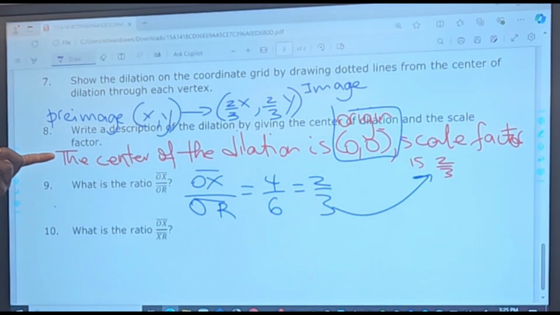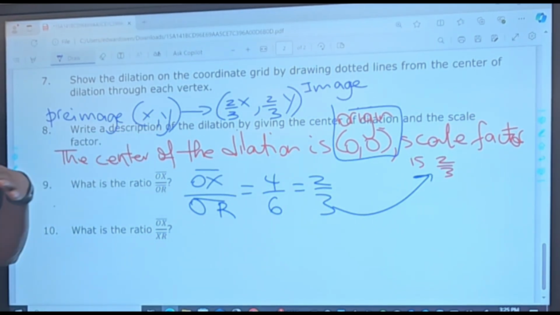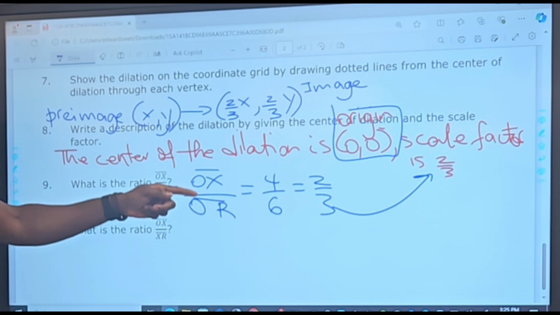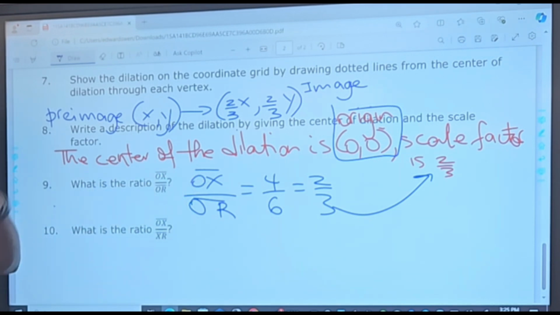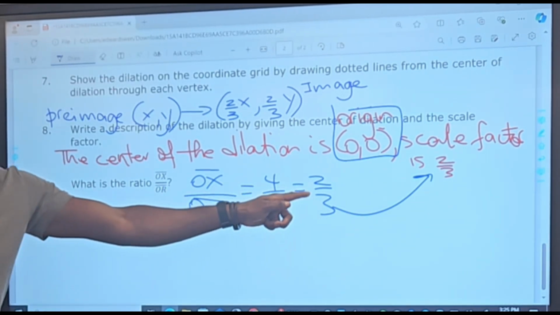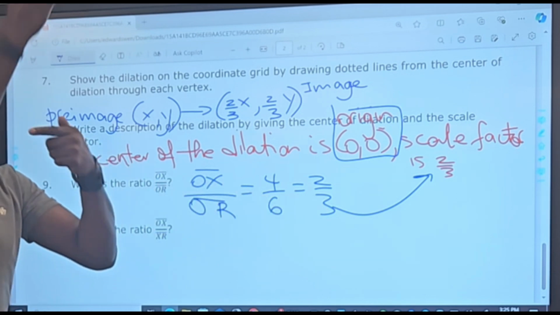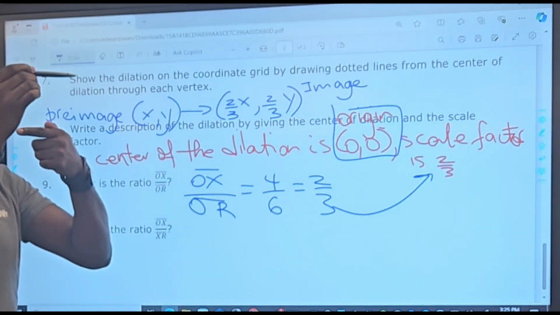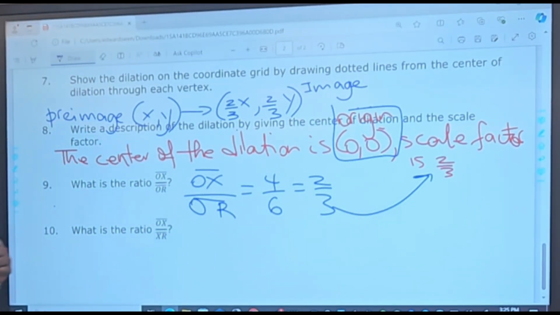You notice a connection here? Still seeing the scale factor. That means these two distances are actually corresponding. From the center to X corresponds with from the center to R. And that is why we're getting back the same scale factor. It's like the original one shrank by 2/3 to form it. That's what it is saying.